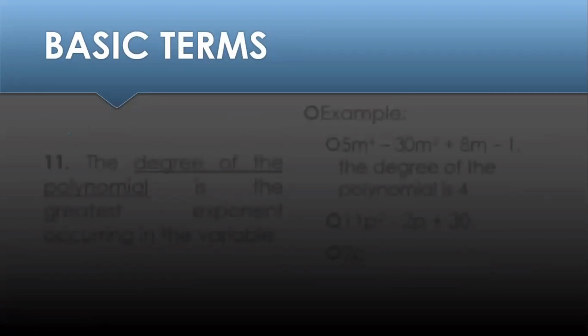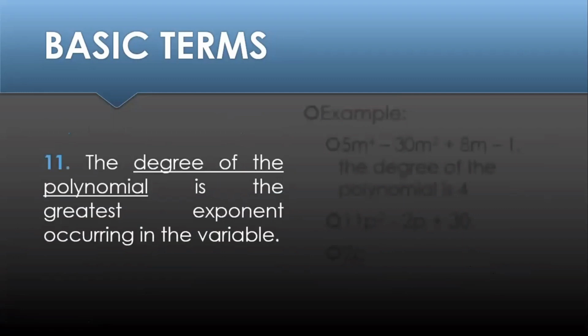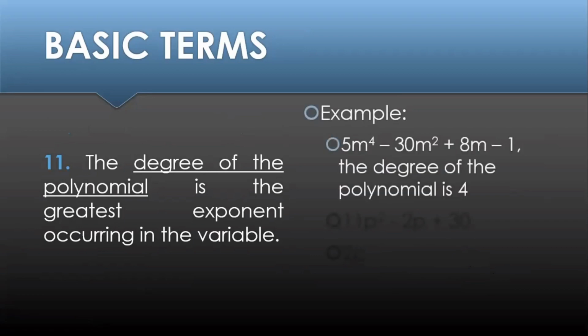And lastly, the degree of the polynomial is the greatest exponent occurring in the variable. Example, 5m raised to 4 minus 30m squared plus 8m minus 1. The degree of polynomial here is 4. Next, in the example, 11p squared minus 2p plus 30, the degree of the polynomial is 2, since it is the greatest exponent occurring in the variable.